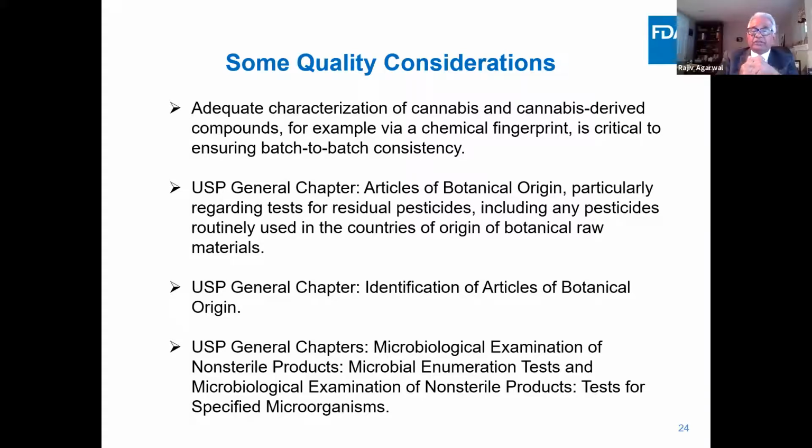And then for the identification of article of botanical origin, there's a USP chapter. Then you have to identify what that plant is. This is the plant. This is exactly this particular cultivar. So these are the tests that are listed in the USP chapter.